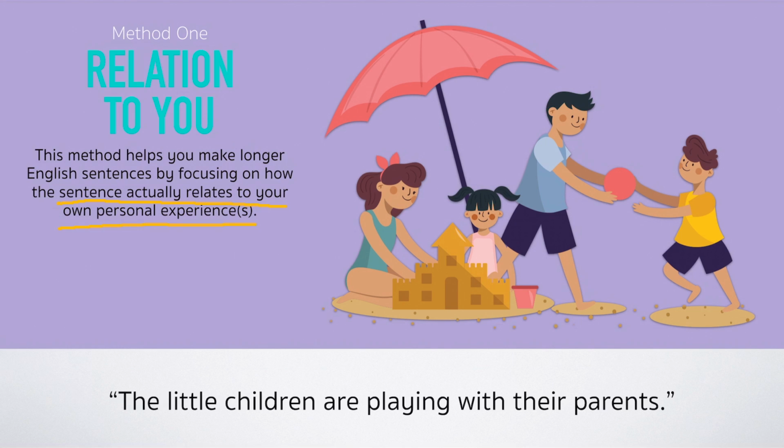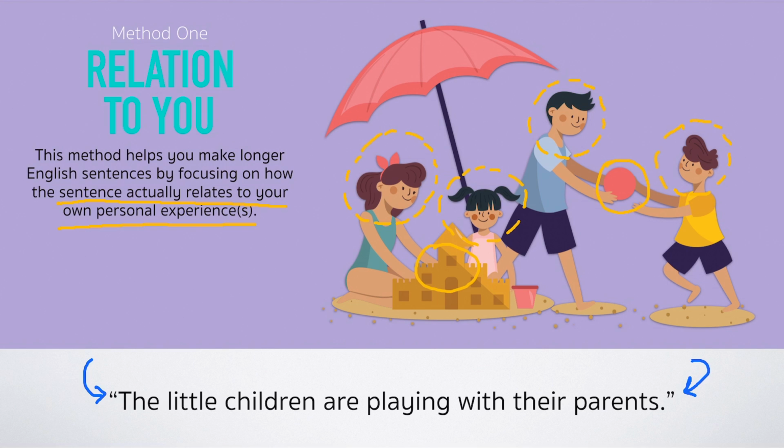So, for example, if we're looking at this picture on the right side, we can see that there are 4 different people in this picture. We see a mom, a daughter, a dad, and even a son. And it looks like they are playing together and spending time together. So if we're going to make a sentence about this entire situation, it would look something like this. The little children are playing with their parents. And that would be the simple English sentence.